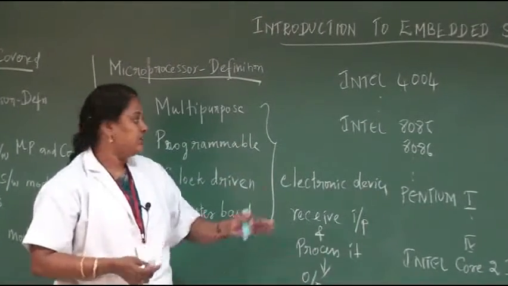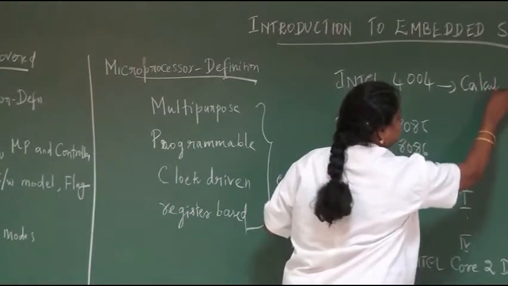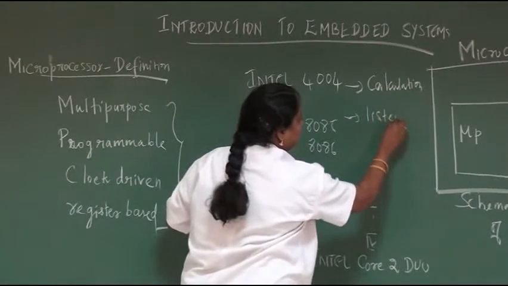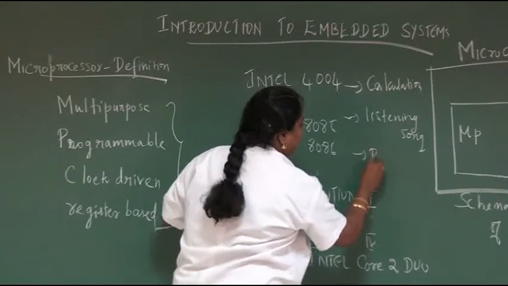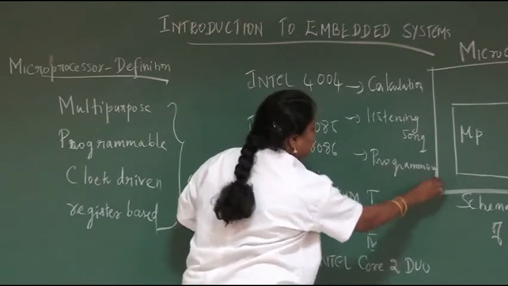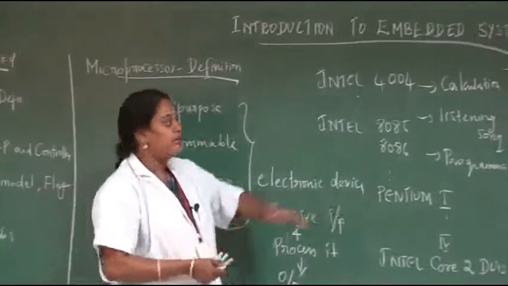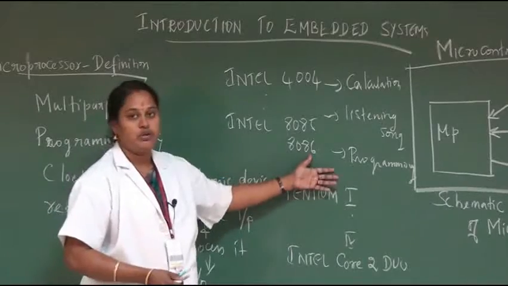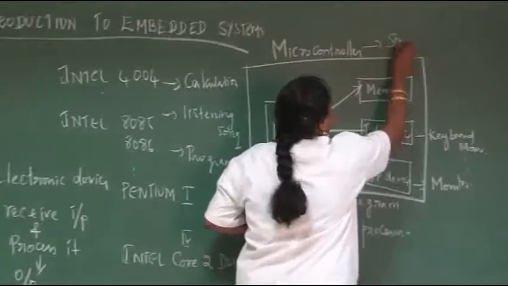A microprocessor is for generic tasks. For example, calculation, listening to songs, or any programming. So a microprocessor can be used for any general task. At the same time, we can use the same processor for calculation, for listening to songs or some programming concept. Whereas a microcontroller is designed for a specific task.